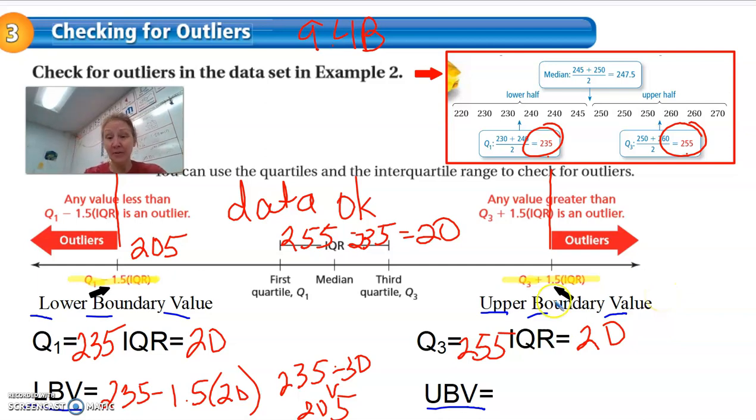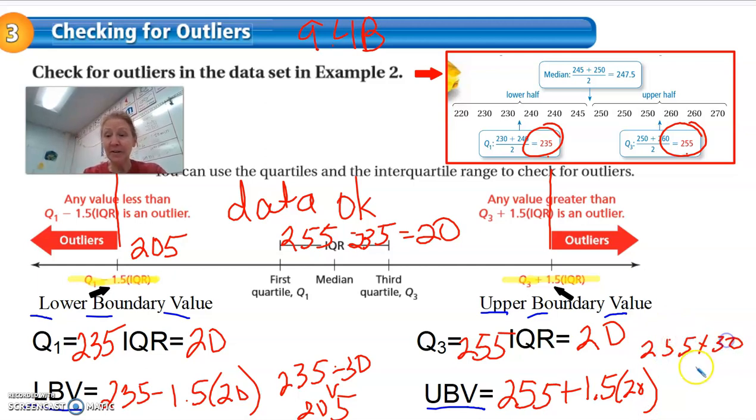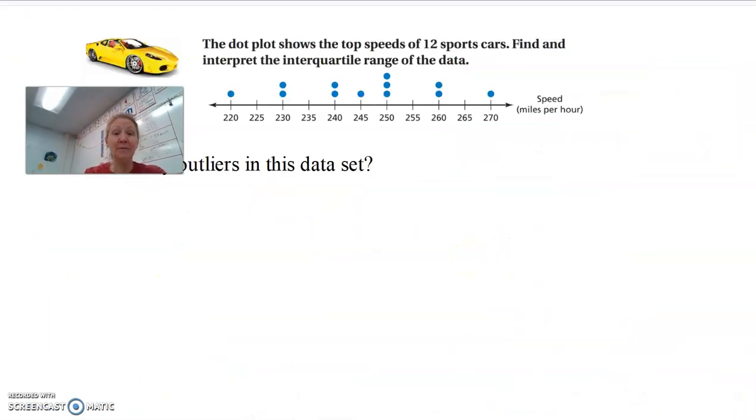They're not outliers. I'm going to start with 255. This time it's plus 1.5 times 20. So I have 255 plus 30 equals 285. So numbers above 285 or below 205 would be outliers. I'm going to show you the data from yesterday. So 285 is over here. 205 is here. So I'm going to ask you, the smallest number in the data set is 220.